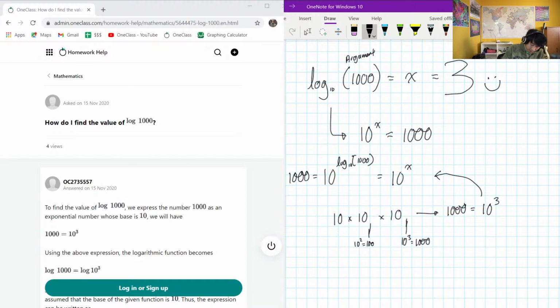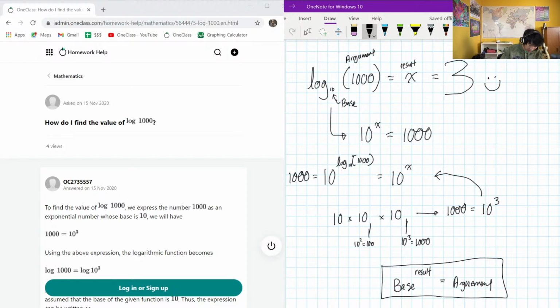Argument result, and that's the base. Base to the power of result is equal to argument. Okay, that's like another way to repackage logarithms.